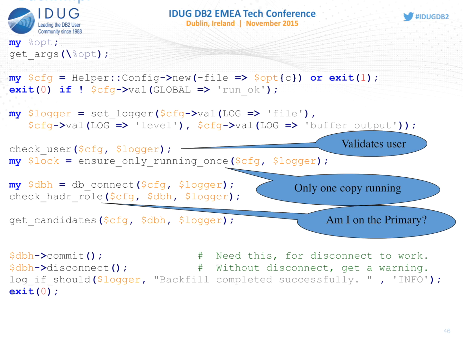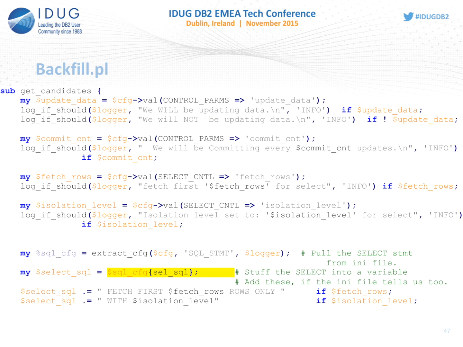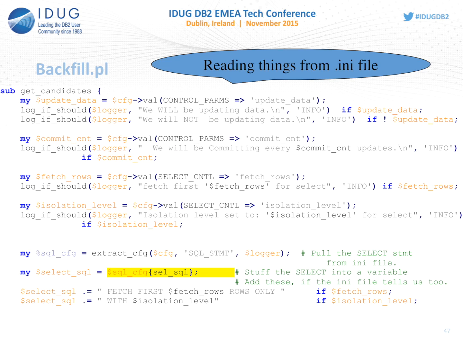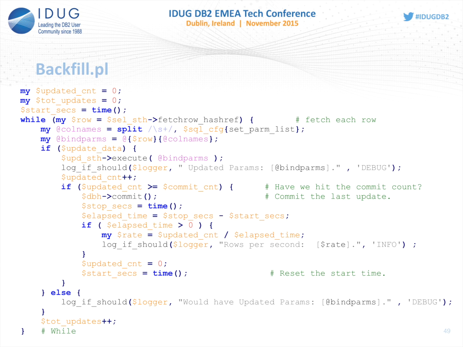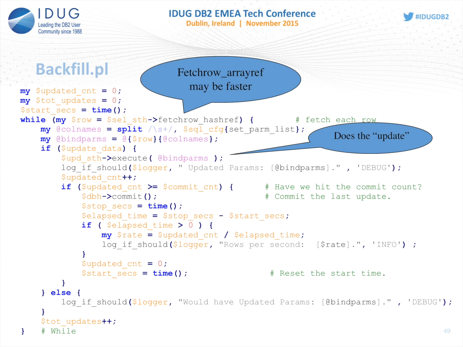And then I just read my select statement in, and I can add a fetch first so many rows only or an isolation clause on the bottom. I prepare my SQL, and this is a select statement, and that's my update statement coming in from the configuration file. Then I run the select, and I keep track of times and how long the select took and everything. And I have a little loop that just does a fetch row hash ref, so I'm returning references to hashes and passing them back to Perl.